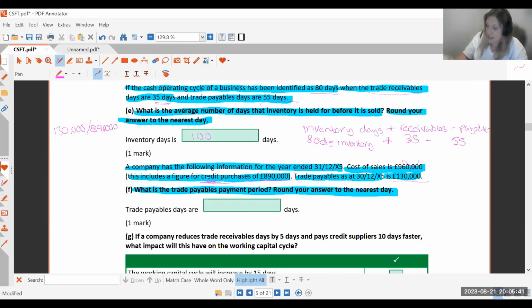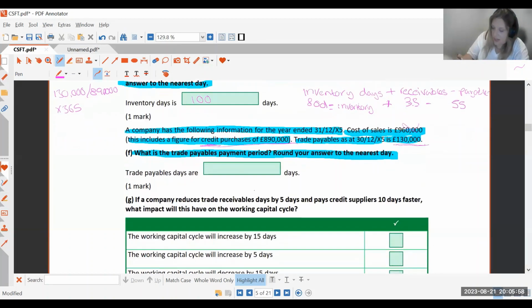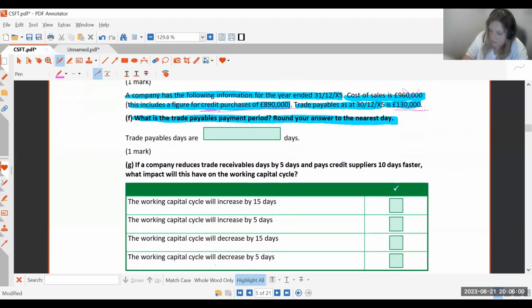So we've got our 130,000 year-end figure divided by our credit purchases figure. And because we're calculating days, we're going to times it by 365 days. And that should give us 53 days for trade payables.